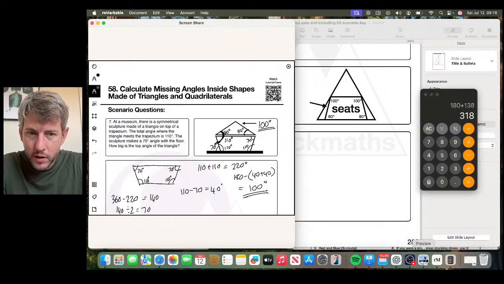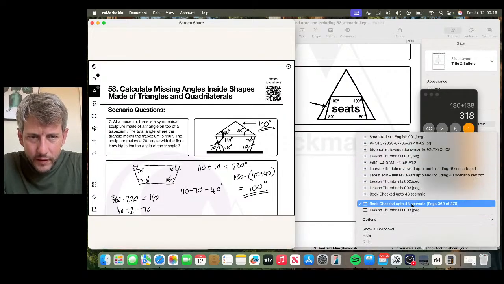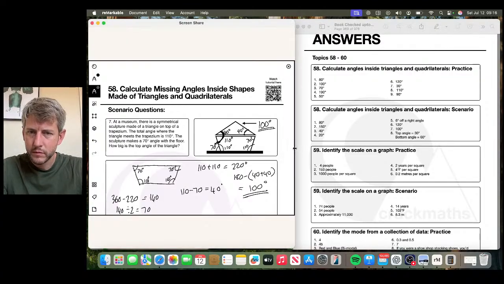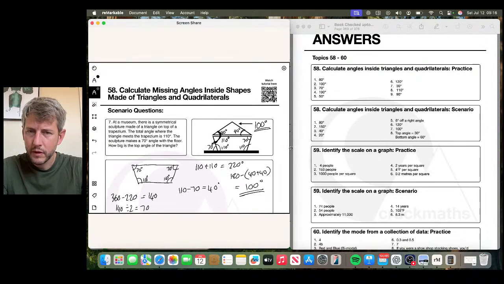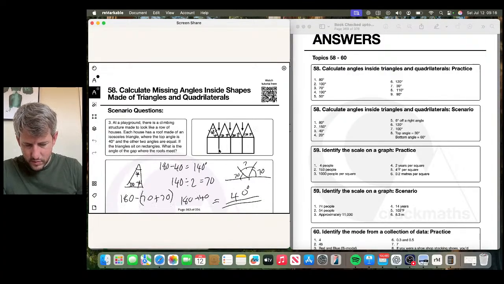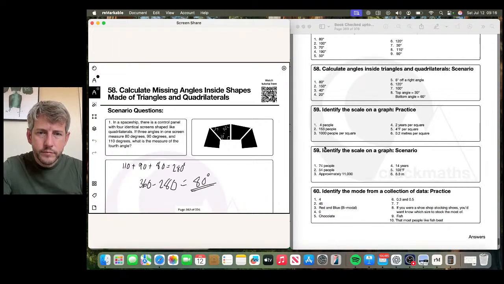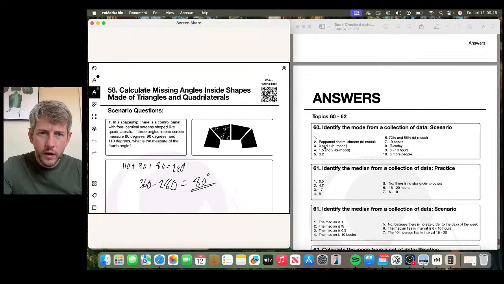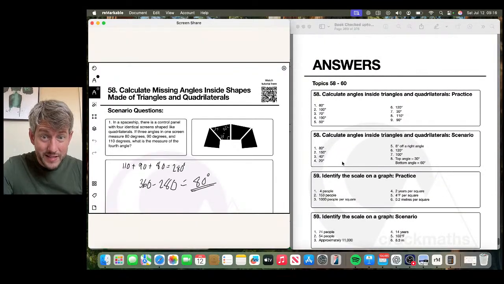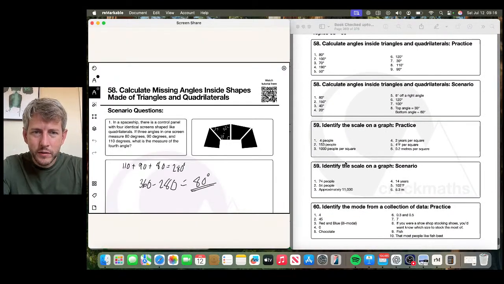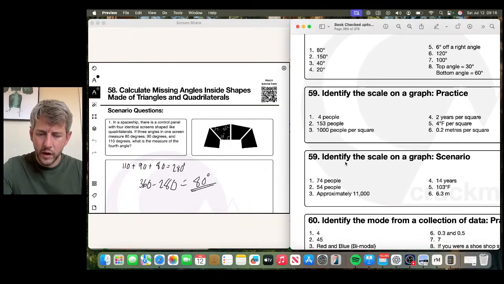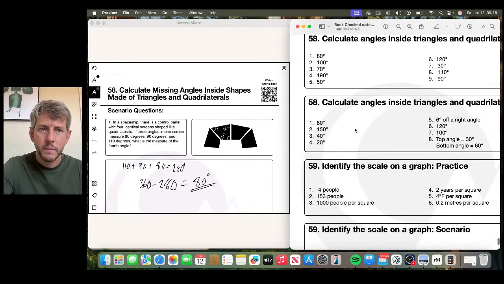Okay, so 1 second. Here we go. There. Right, so question 1. Where are we? I was just thinking about 60 and I forgot what we're actually doing. Okay, so we are on 58 scenario.